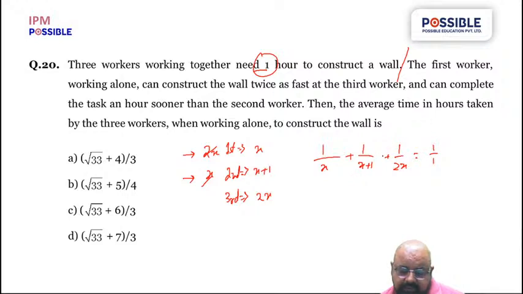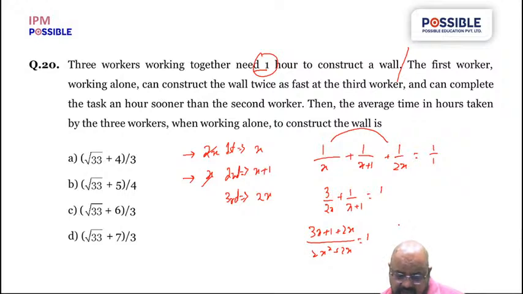I can take x here, so this becomes, I add these two terms first. So this becomes 3 upon 2x plus 1 upon x plus 1 is equal to 1. And therefore 3x plus 3 plus 2x is equal to 2x square plus 2x, which means 5x plus 3 is equal to 2x square plus 2x, which means 2x square minus 3x minus 3 is equal to 0.